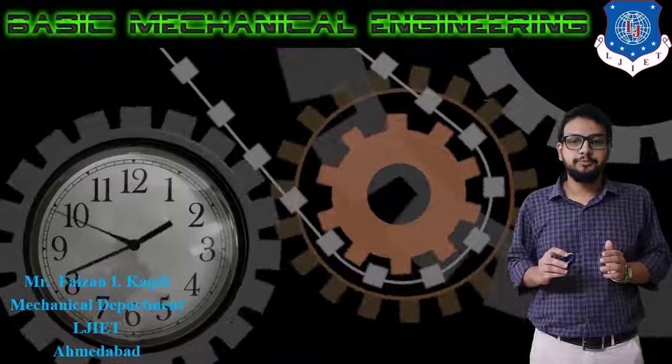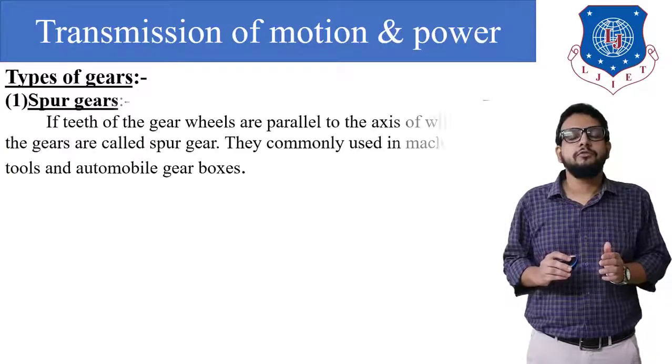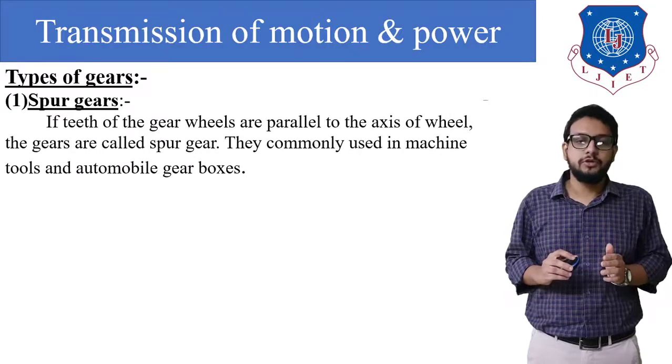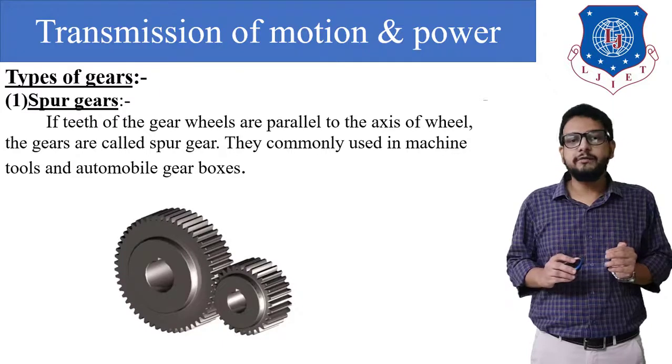So let's begin. So first is types of gears. In that, first type is called a spur gear. So as you can see the diagram of a gear. Now, what are the characteristics of this gear?